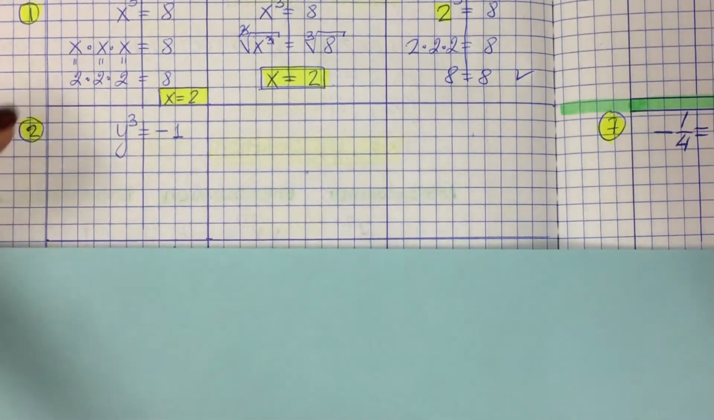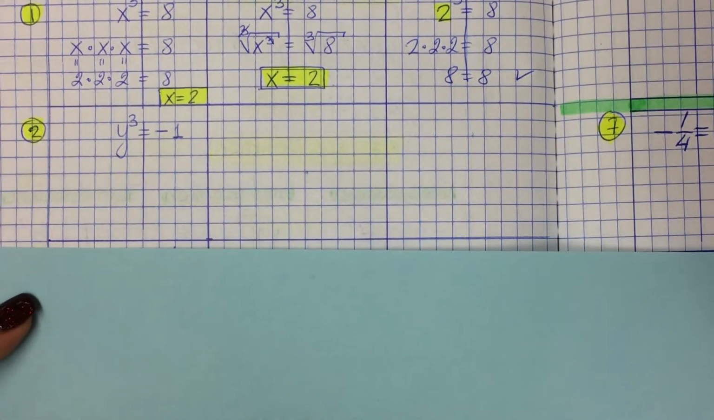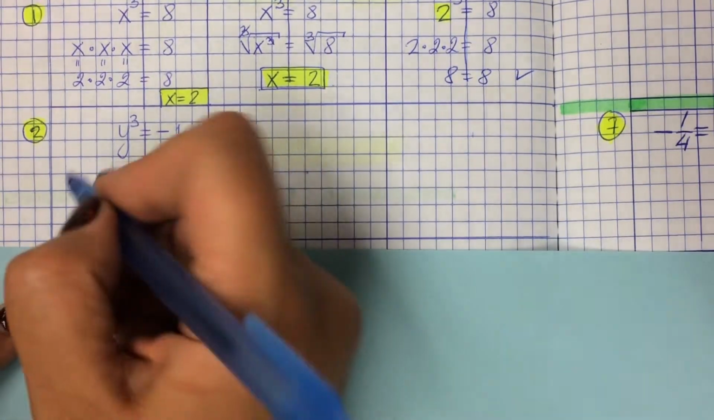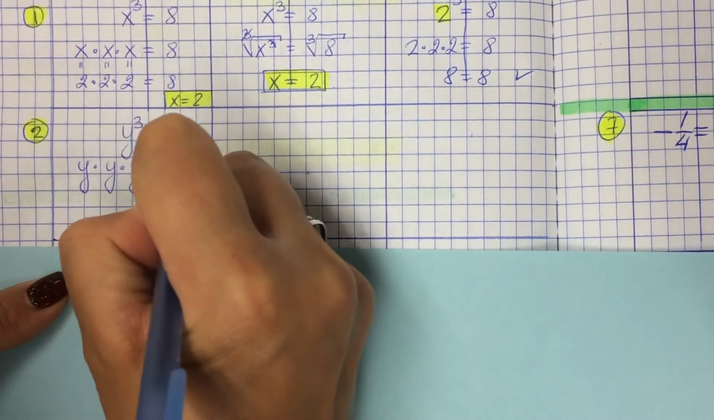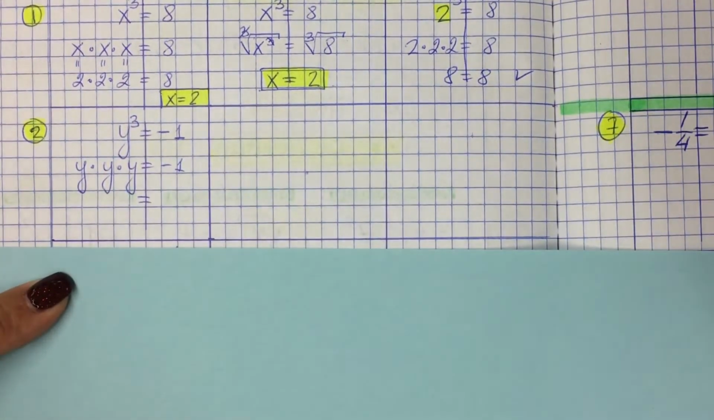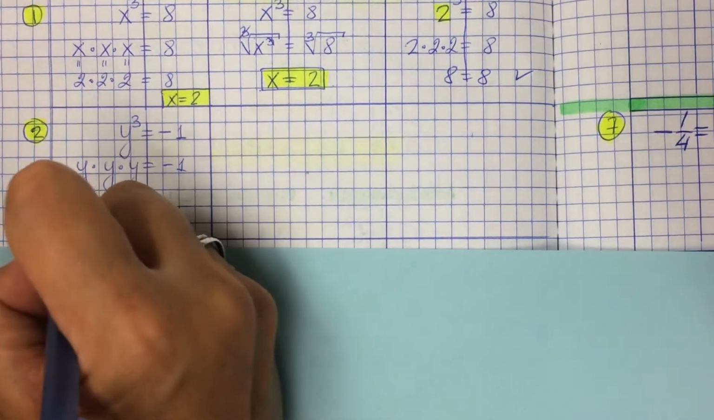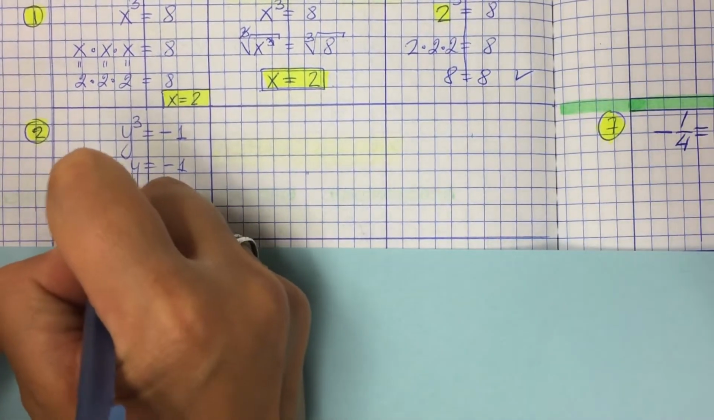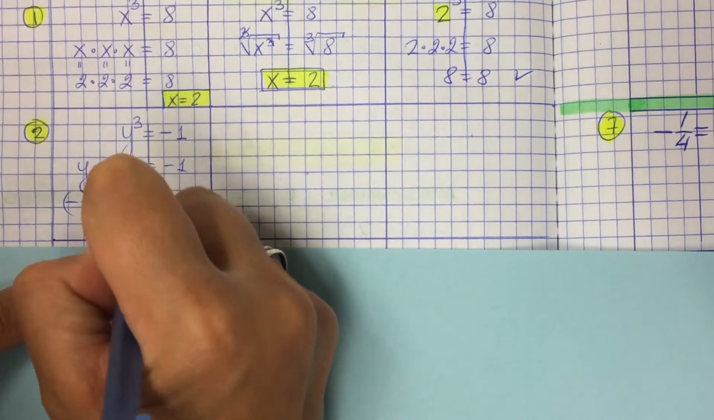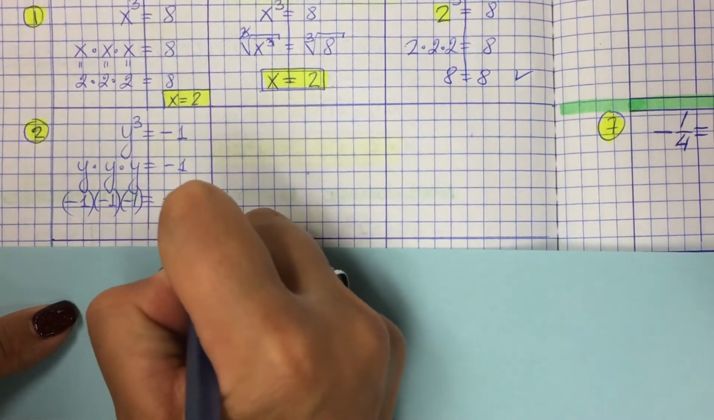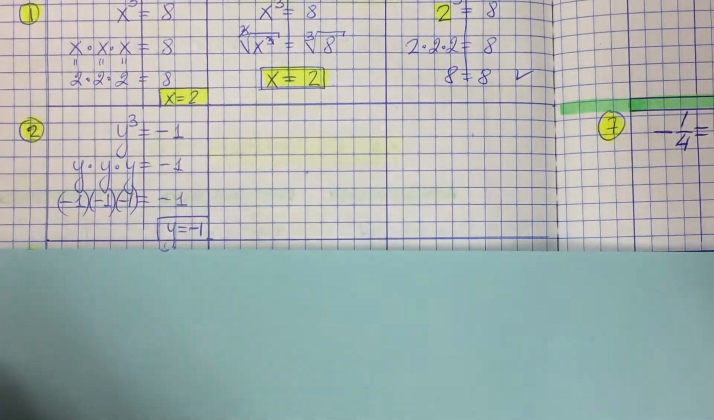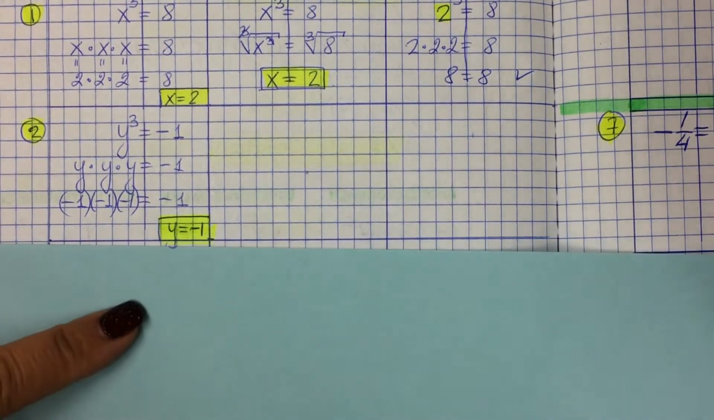Second equation, y to the third power equals negative 1. The meaning of the question is, which number multiplied by itself 3 times will equal negative 1? Negative 1 times negative 1 times negative 1. Negative times negative is positive, and another negative will make it still negative, and that will be 1. So each y value has to equal negative 1. Why? Because negative 1 times negative 1 times negative 1 is negative 1.